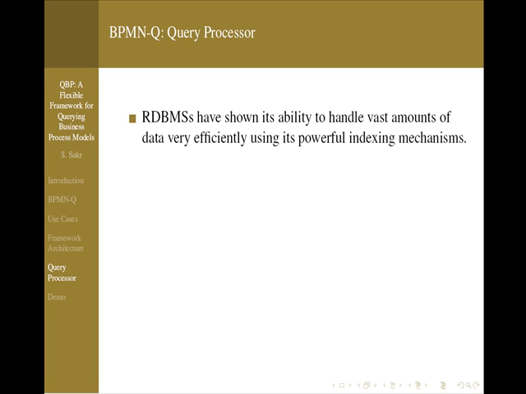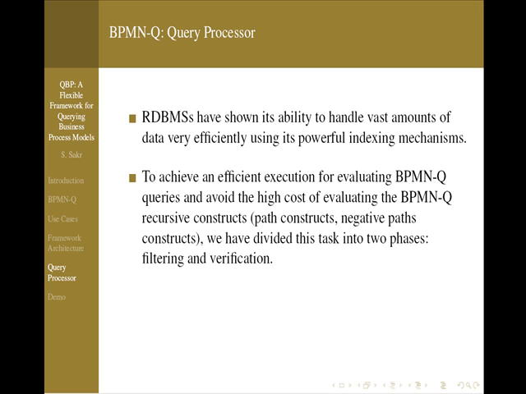The back-end query processor of our framework is using relational database technology. The main reason for this choice is that relational databases have shown their ability to handle vast amounts of data very efficiently using powerful index structures. And to avoid the high cost of evaluating BPMNQ recursive constructs such as path constructs, negative paths, and negative sequence flow, we divide the task into two phases.